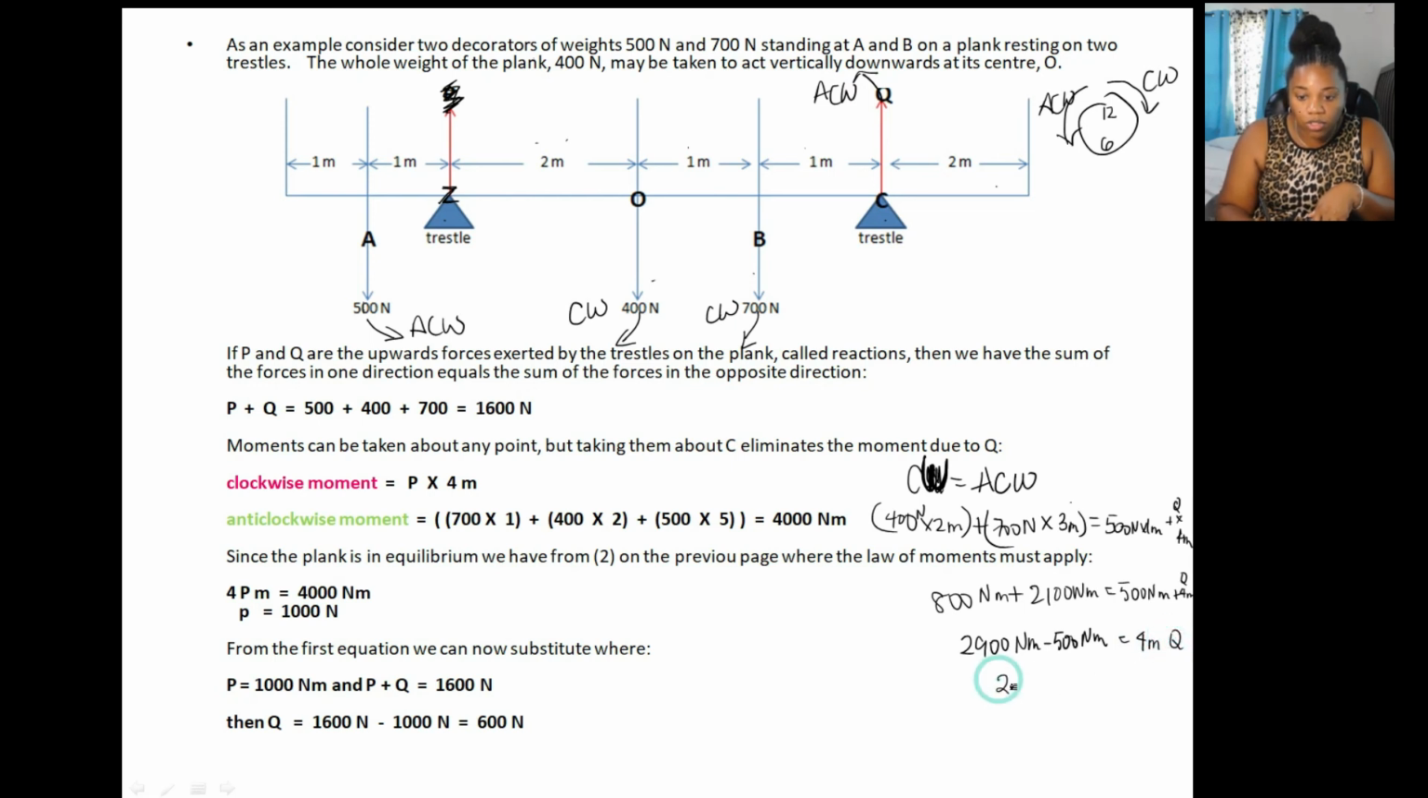And that will give us 2400 newton meters. And we're going to divide both sides by 4. And that should give us 4 into 24, 6? Yeah. 600 newtons. And we got it. So Q, we proved it. So Q is definitely 600 newtons, right?